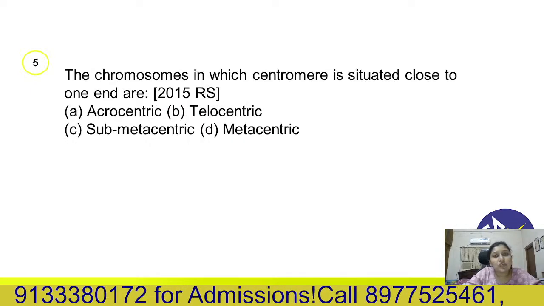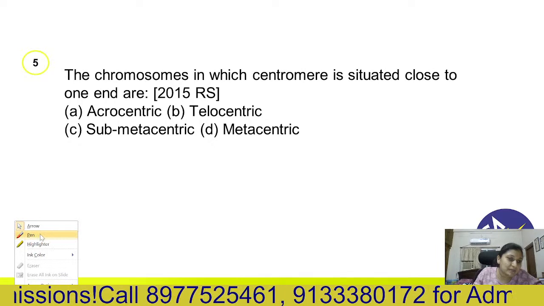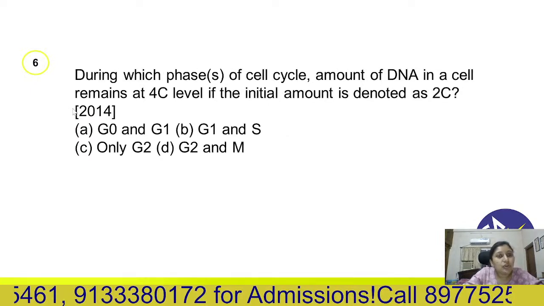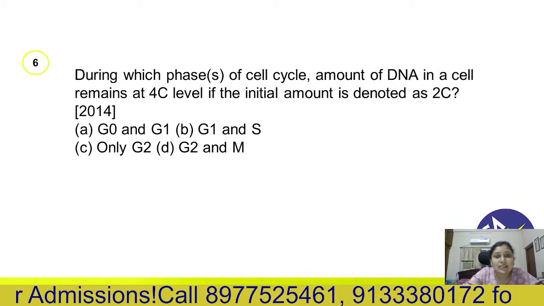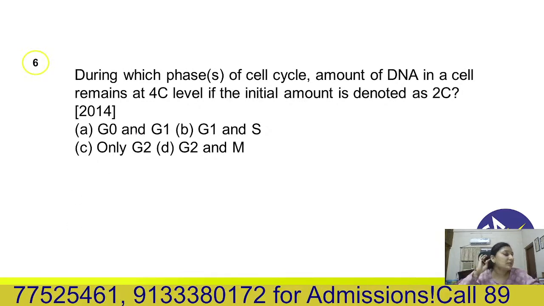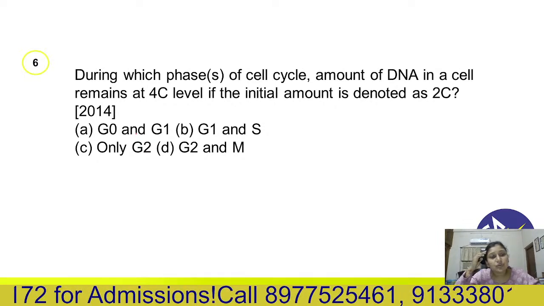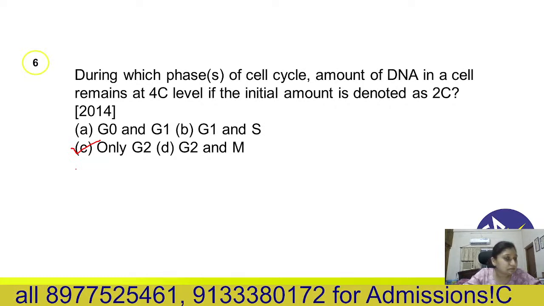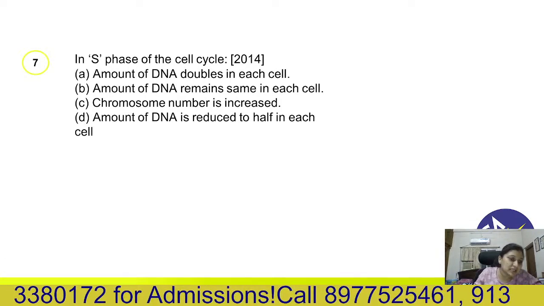Chromosome in which the centromere is situated close to one end is called, with two short arms and two long arms, so this type of chromosome is known as acrocentric. During which phase of the cell cycle does the amount of DNA in the cell remain at 4C, where the initial amount is denoted as 2C? See, we have discussed this during the discussion. In S phase it gets double. So after S, only in G2 phase it will remain 4C. In S phase of the cell cycle, the amount of DNA in each cell doubles.